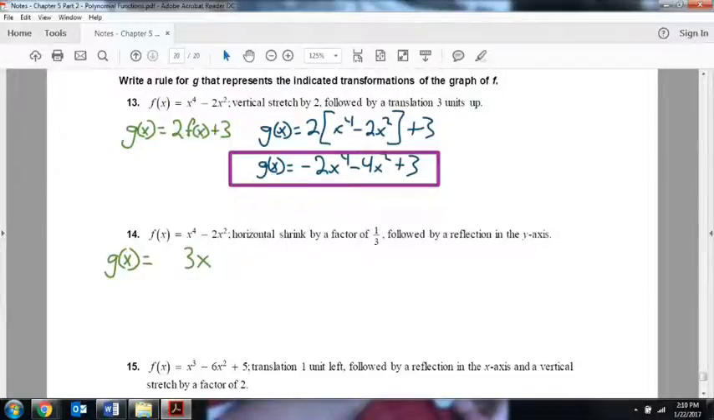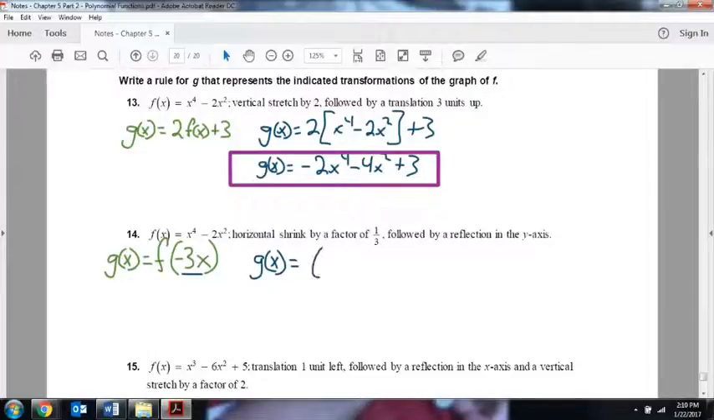Okay? And then a reflection across the x-axis. If I'm going across the x-axis, remember I'm going left and right, so that's an inside thing since it's going the x value. So I need to make the inside negative. So it's f of negative 3x. So here we go. To make my g of x, I take my f of x, and I'm going to replace all the x's with negative 3x.